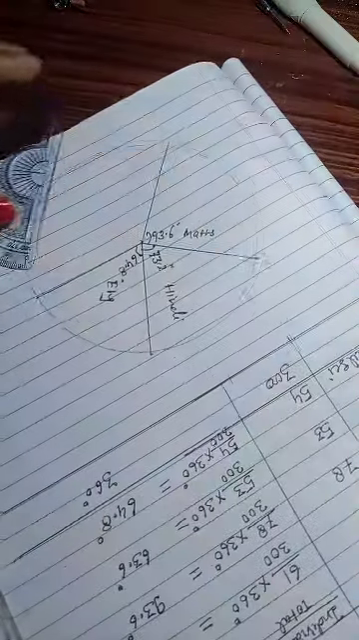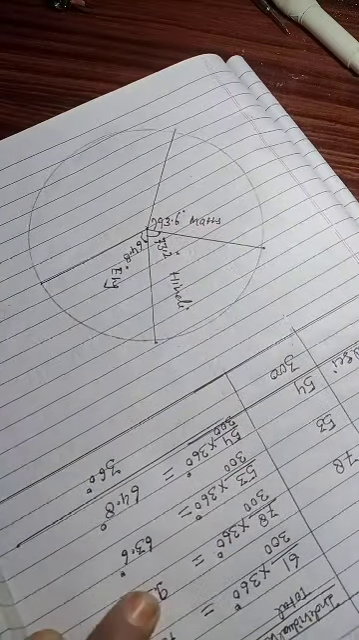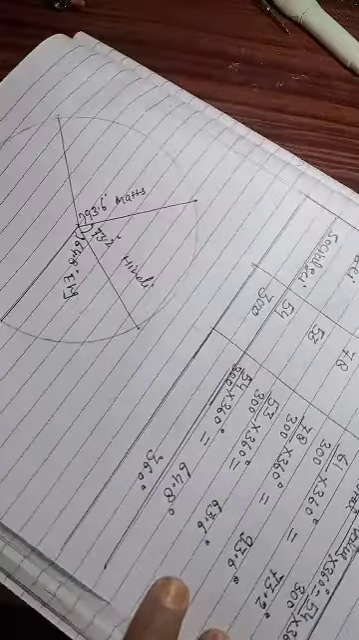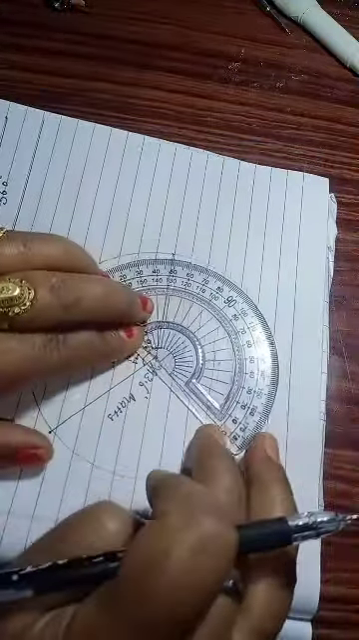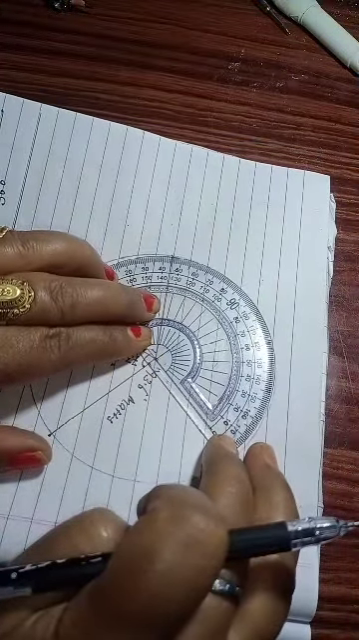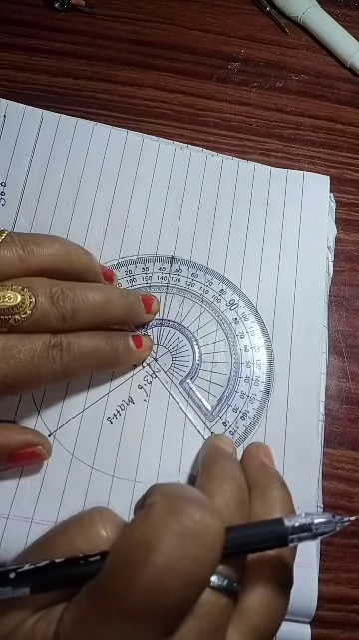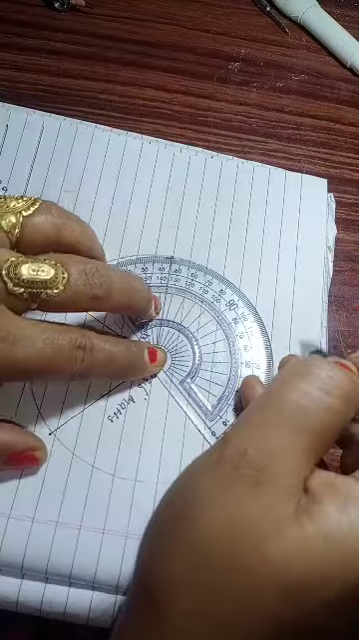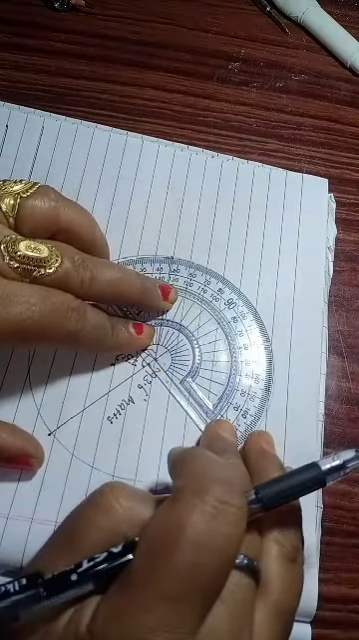Okay, the next one is 63.6. So again turn your copy in this way. Keep your protractor here on this line in such a manner, beta, and 63.6 means near about 64, you just make it. Okay, 64.